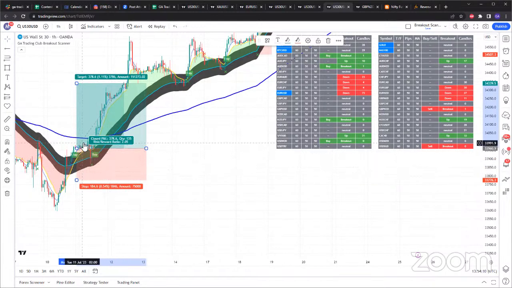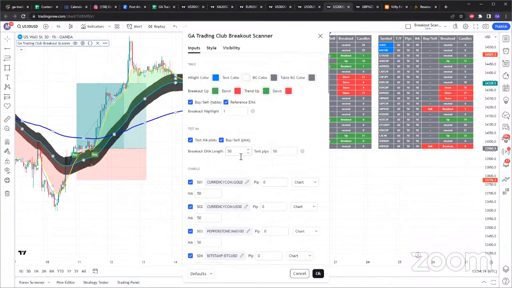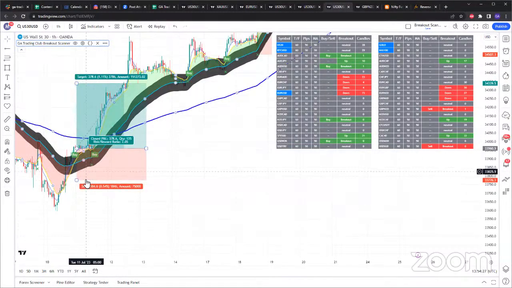So for example, here, if price broke back down and closed below this shaded region, which is 50 pips or X pips, which in this case, if you're using the default settings, it would be 50 pips away from the 50 EMA. It would have given you the sell signal.